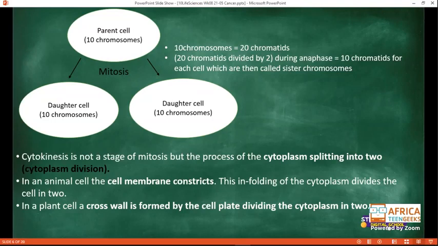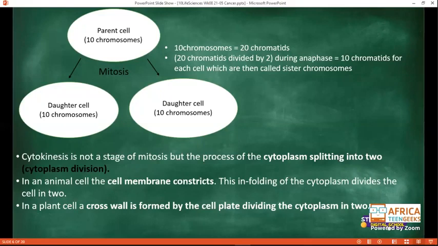So we also have cytokinesis, and we know that it is not a stage of mitosis, but the process of the cytoplasm splitting into 2. So cytokinesis is the cytoplasm division. It differs in both plant and animal cells. In animal cells, the cell membrane constricts because animal cells do not have a cell wall, and this enfolding of the cytoplasm divides the cell into 2.